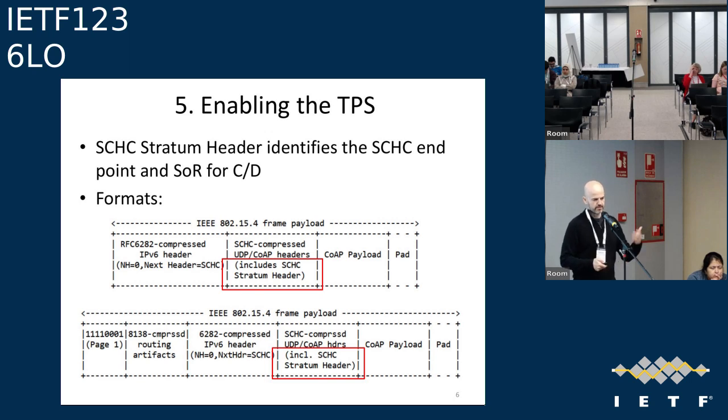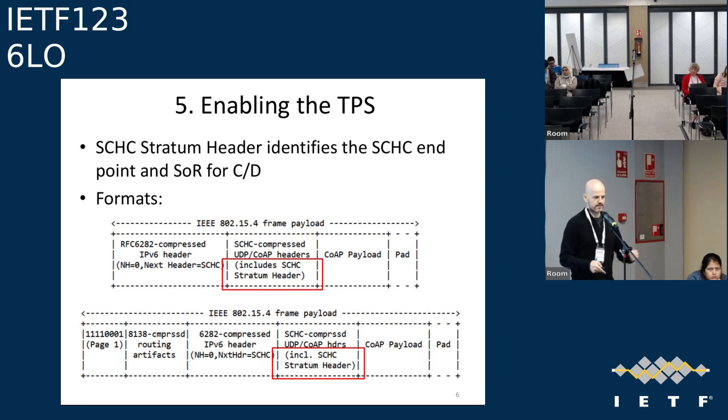This is possible, by the way, by a SHC working group document that's defining, or will allocate, an internet protocol number for SHC. And then the second field is the SHC compressed UDP CoAP headers. But now we've added the part in red, which is that this includes the SHC stratum header. By the way, after Monday's SHC working group side meeting, the terminology will change a little bit. So instead of SHC stratum header, it could be something like SHC control header, but that remains to be confirmed. Then after that, there is the CoAP payload, and if necessary, there would be padding.